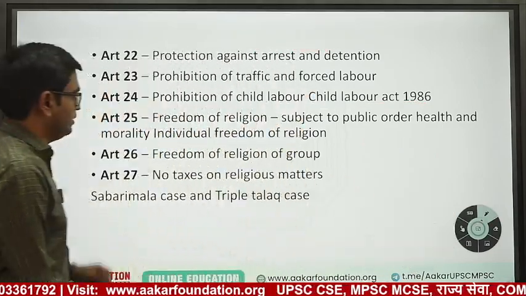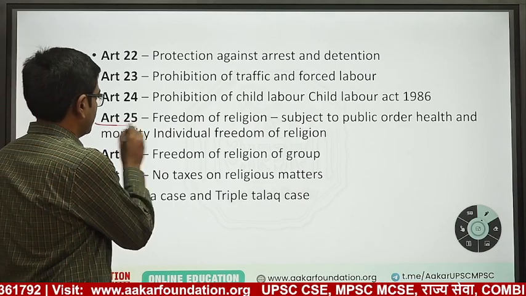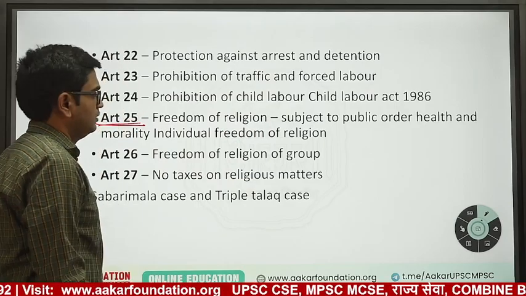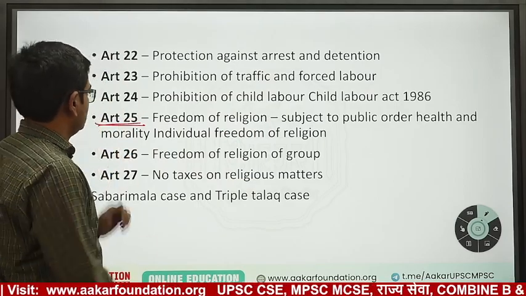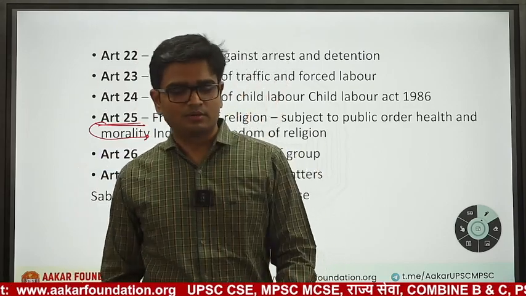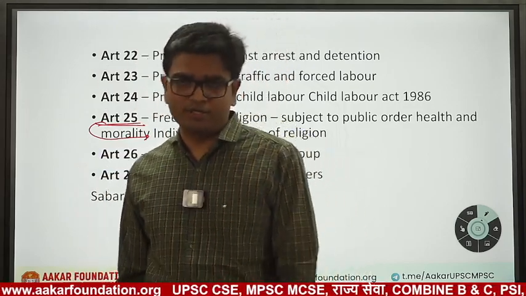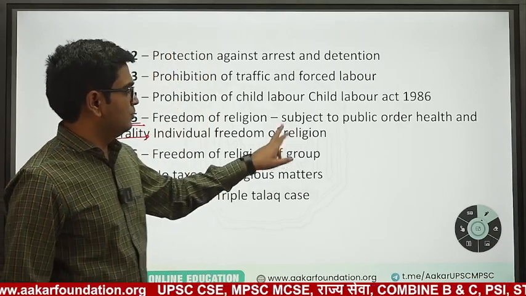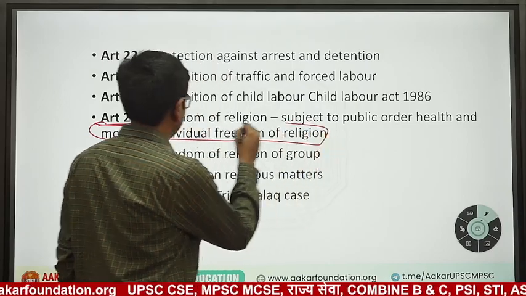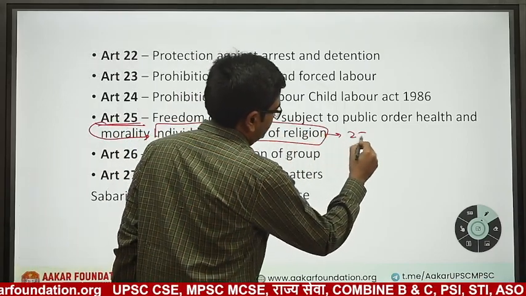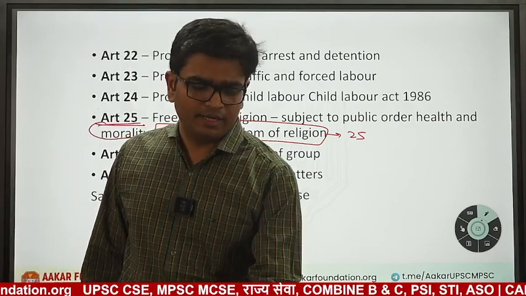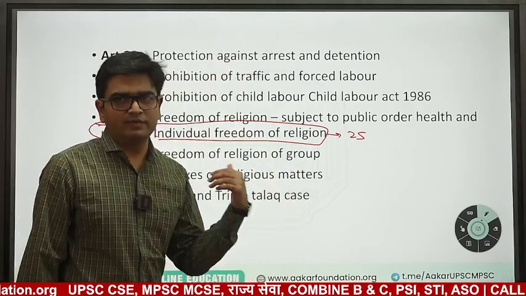Next, freedom of religion. We are talking about Article 25, freedom of religion. Again, it is subject to what? Public order, health and morality. So in Article 25, the right to religion, you can profess your religion, you can promote your religion, subject to public order, health and morality. This is individual freedom of religion. Another thing in Article 25 is that the state can interfere in every non-religious activity with respect to religion.